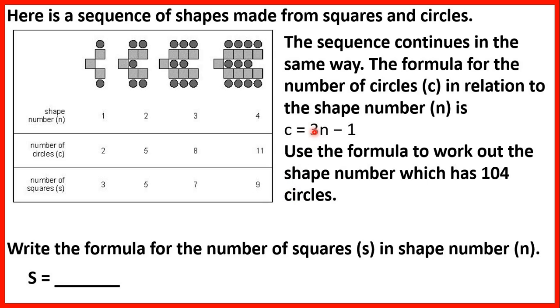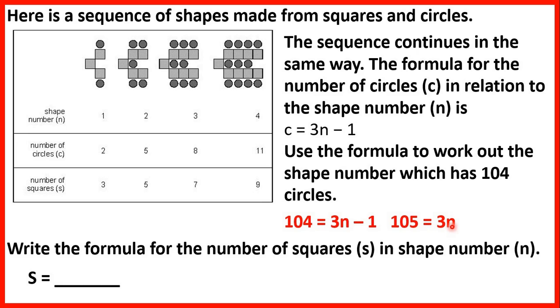So it's important to understand that 3n means 3 times n. Now we know that c, the number of circles, is 104. So 104 equals 3n, 3 times the shape number, minus 1. So before we subtracted 1 from 3 times the shape number, that would have been 105, because 105 minus 1 is 104, so 3n must be 105.